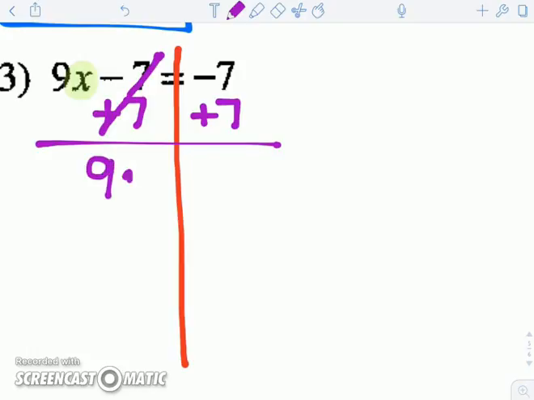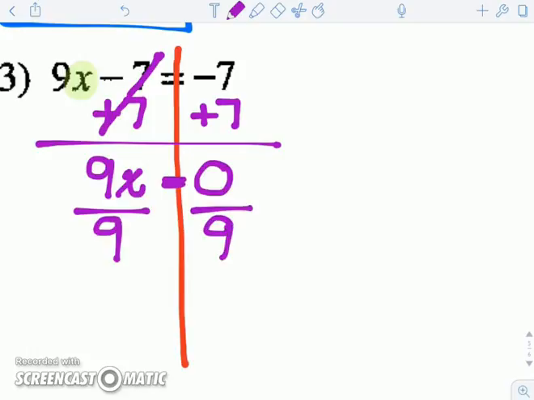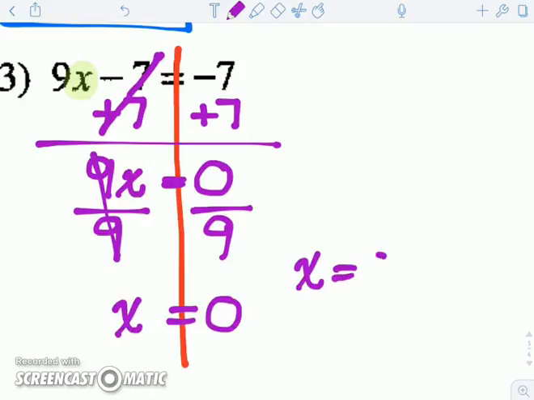I have 9x is equal to negative 7 plus 7 is 0. I'm going to divide by 9 on both sides. The inverse operation of multiplying is dividing. And I'm just left with x is equal to 0 divided by 9, which is 0. So my answer here, x is equal to 0.